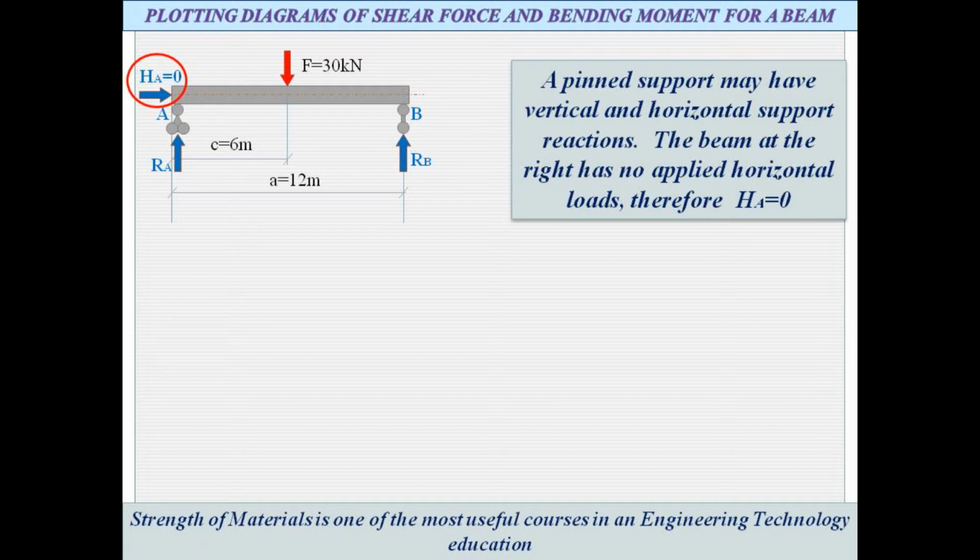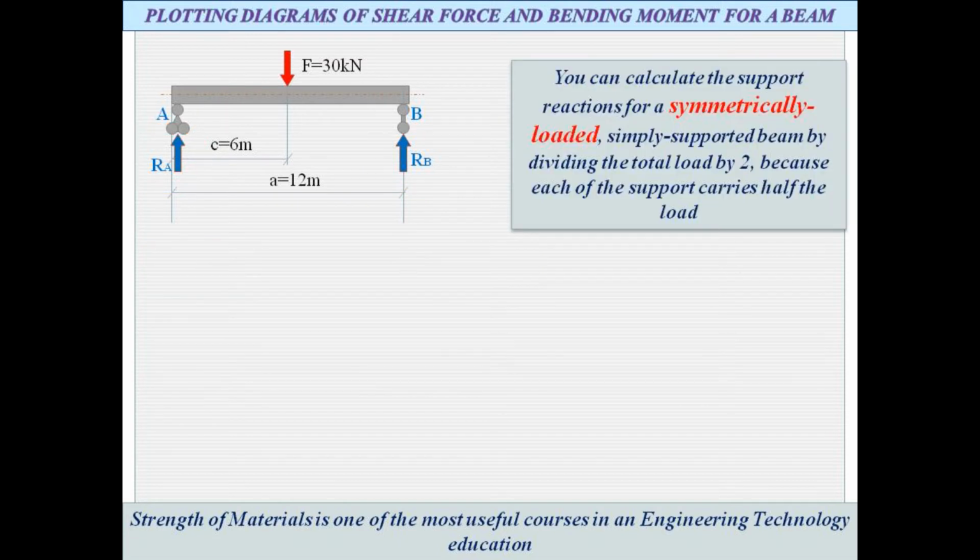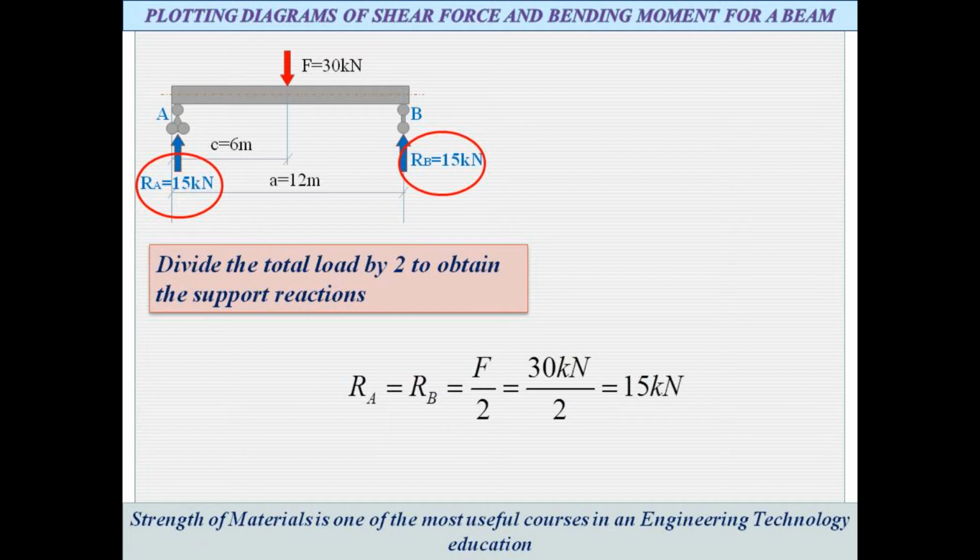A pin support may have vertical and horizontal support reactions. The beam at the right has no applied horizontal loads, therefore HA equals 0. To solve this problem, we should start with finding the support reactions RA and RB. When we have a symmetrically loaded, simply supported beam, you can calculate the support reactions by dividing the total load by 2, because each support carries half the load.